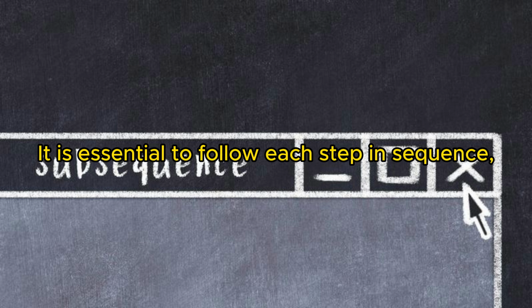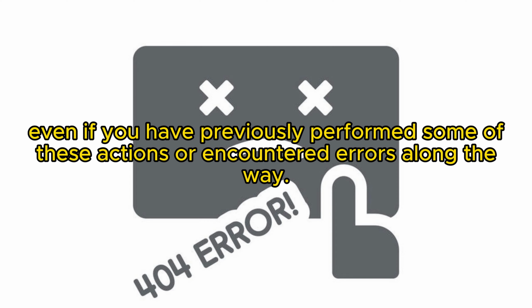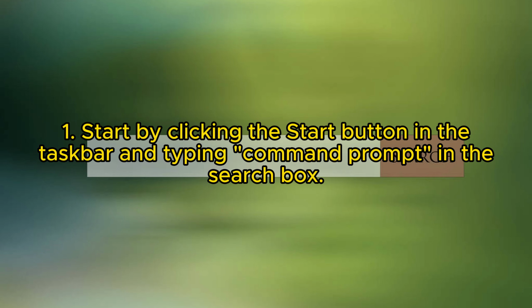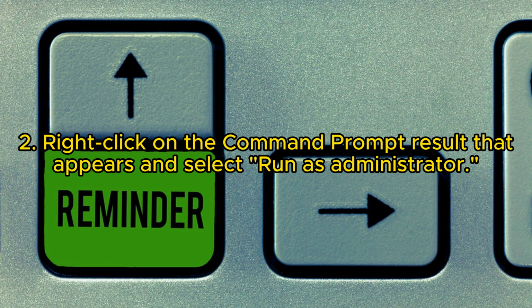It is essential to follow each step in sequence, even if you have previously performed some of these actions or encountered errors along the way. Step-by-step procedure. 1. Start by clicking the Start button in the taskbar and typing command prompt in the search box. 2. Right-click on the command prompt result that appears and select Run as administrator.